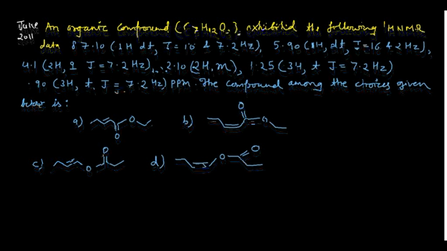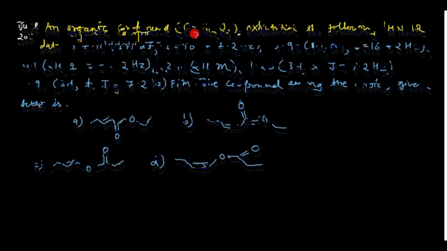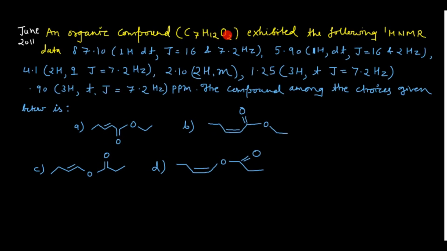NMR data is given here: 7.10, corresponding to one proton only, and it's a doublet of triplets, and for this the J value is given as 16. So you may have a little bit of confusion, why is it dt, what is the meaning of this dt, and why the second coupling constant is given here.